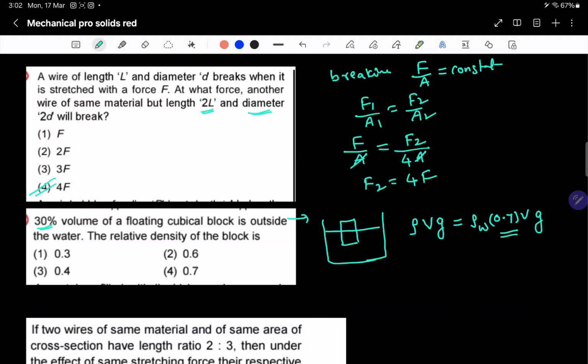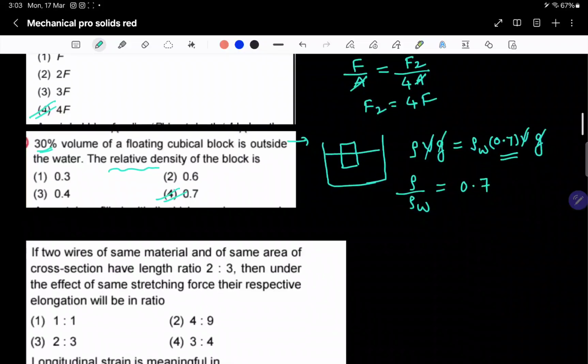This point is important, students, please note. The weight of the block, completely or partially immersed inside a liquid, is equal to the weight of the liquid displaced, Archimedes principle. Yes. So now here V is cancelled. The question is asking relative density. Relative density means density of block to density of water. This ratio only is asked. So g cancels, and 0.7 is the answer. So 30% floating is nothing but 0.7. The fourth option is correct. Relative density is 0.7.